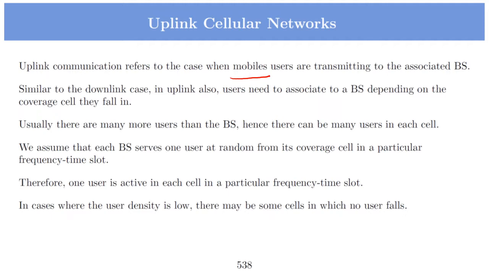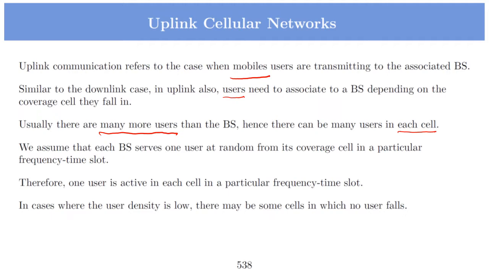So in this case also, the users need to associate with a base station depending on the cell they are falling in. So every user will again fall in a base station, and many times it is the same base station which was also allocated in the downlink. And there are again many more users than the base stations. So there are many users in each cell. And if multiple users need to transmit at the same time, the base station has to provide different resources to each user so that each user can access the channel.